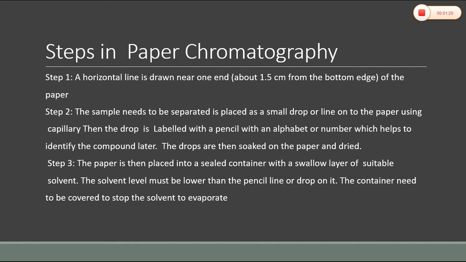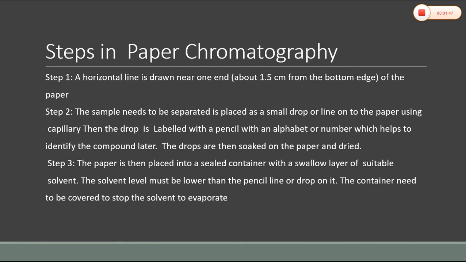Steps in paper chromatography. Step 1. A horizontal line is drawn near one end of the paper. Step 2. The sample that needs to be separated is placed as a small drop or a line on the paper using a capillary. Then the drop is labeled with a pencil, an alphabet or a number, which helps to identify the compound later. The drops are then soaked into the paper and dried.